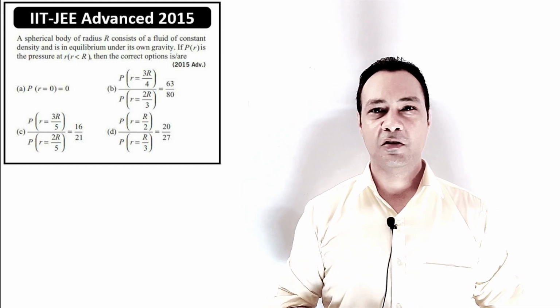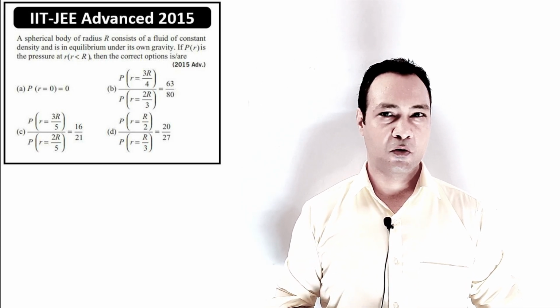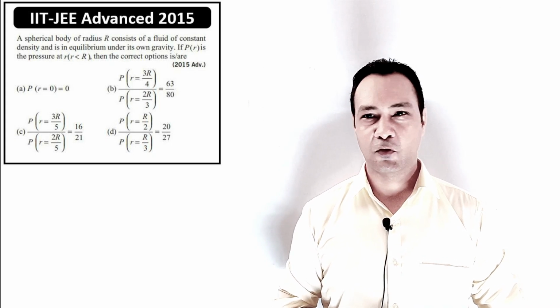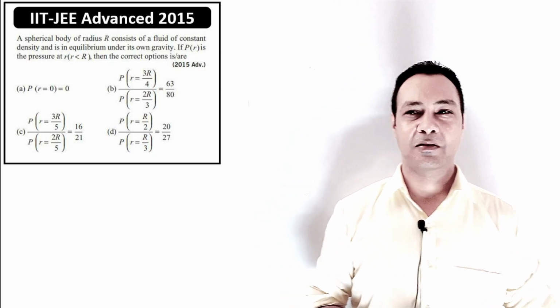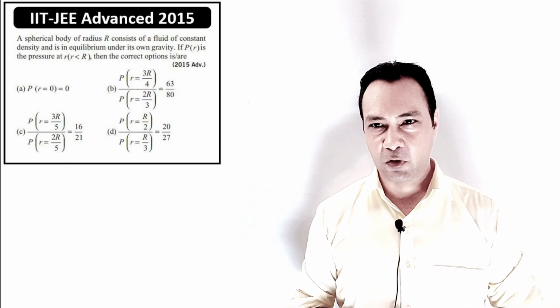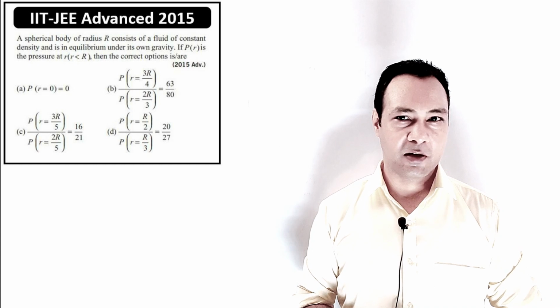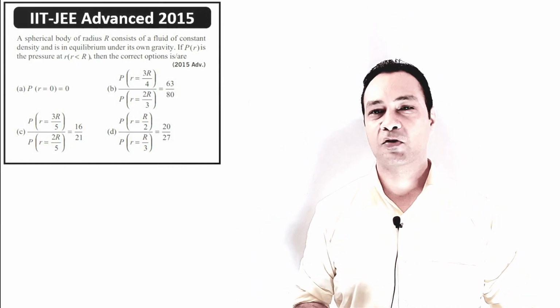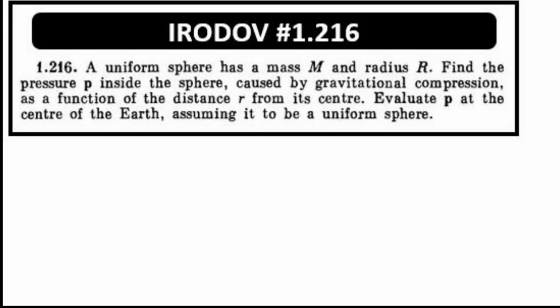So this question is inspired by a question of Irodov, 1.216. In that question we have to find the gravitational pressure at an inside point of a planet or any spherical body. So I'll derive that result, and using that derivation I will immediately get which of the options is correct. So here is the question of the Irodov.